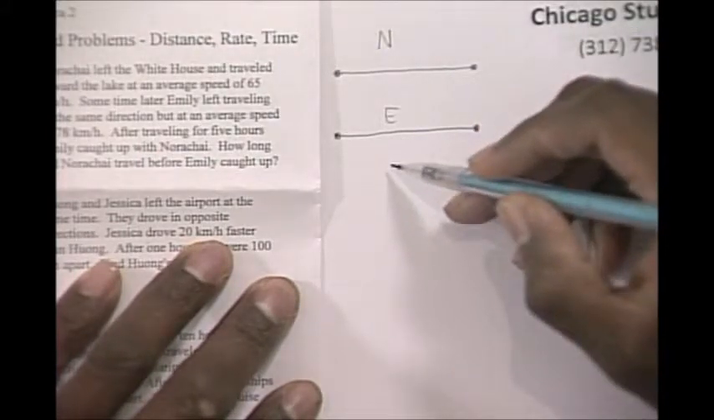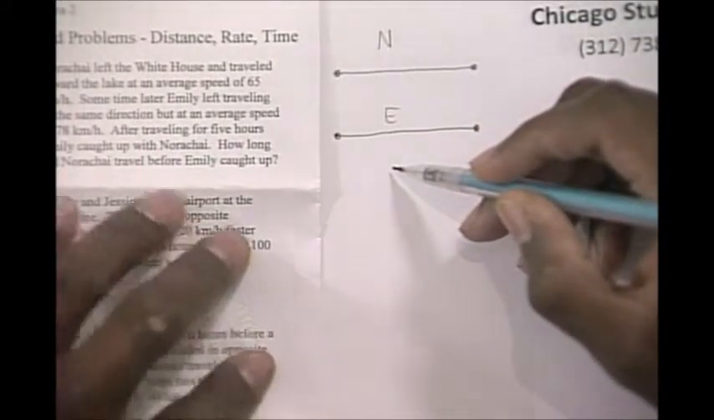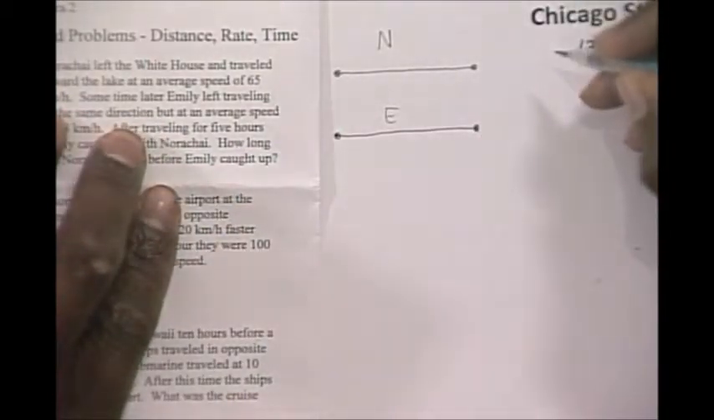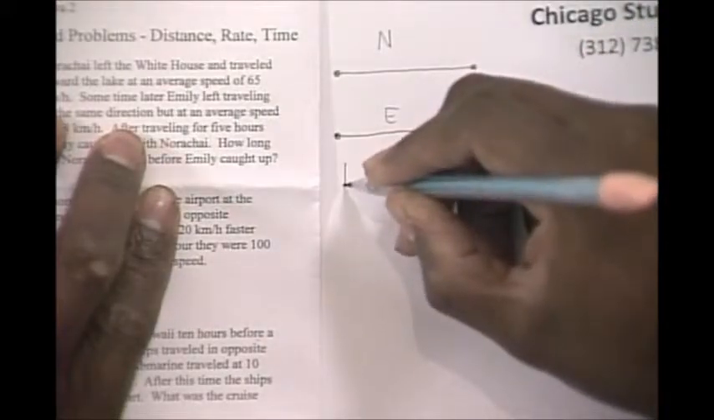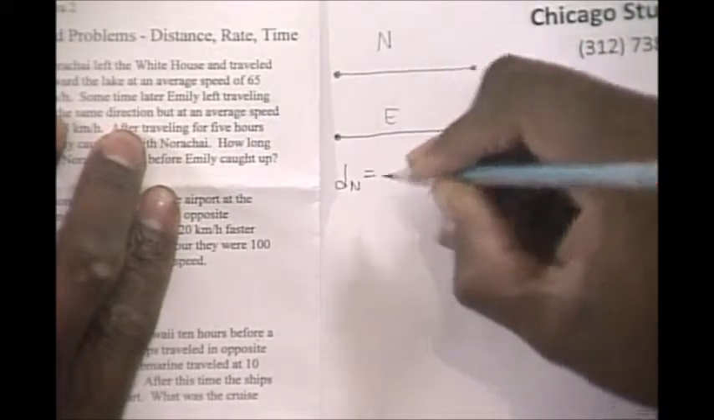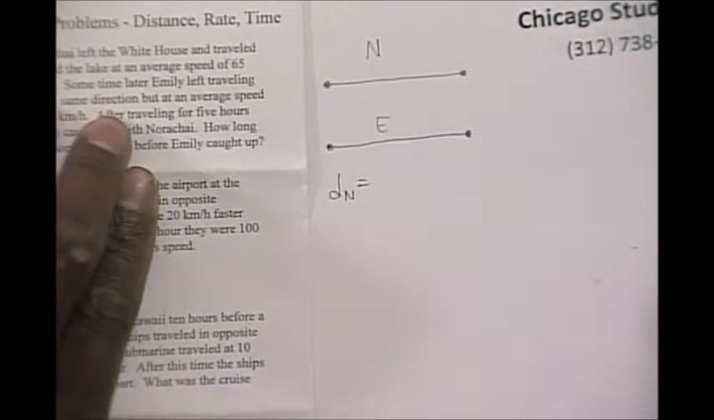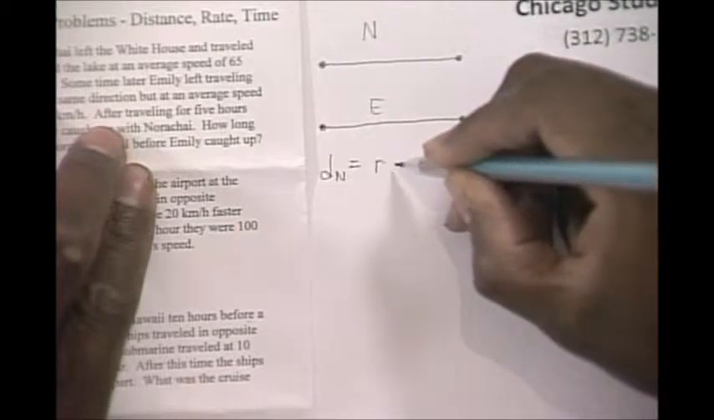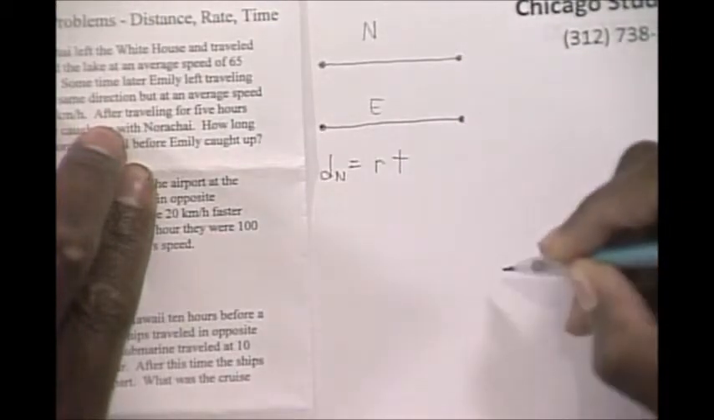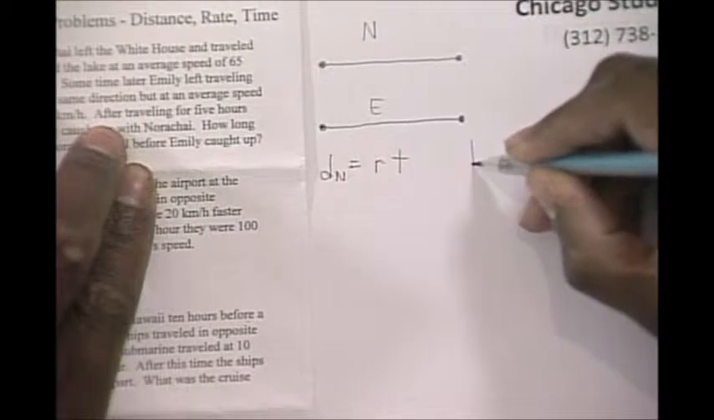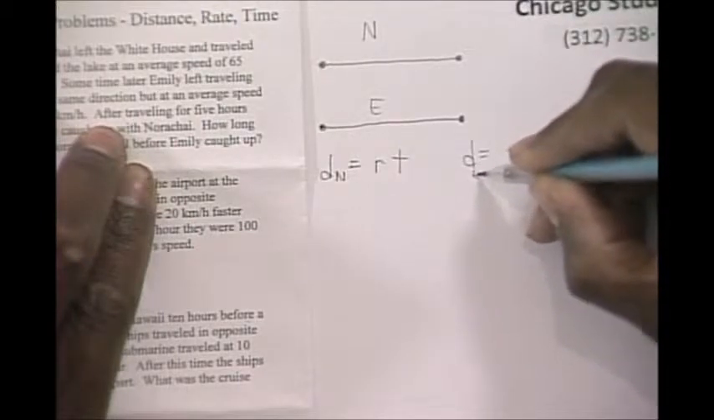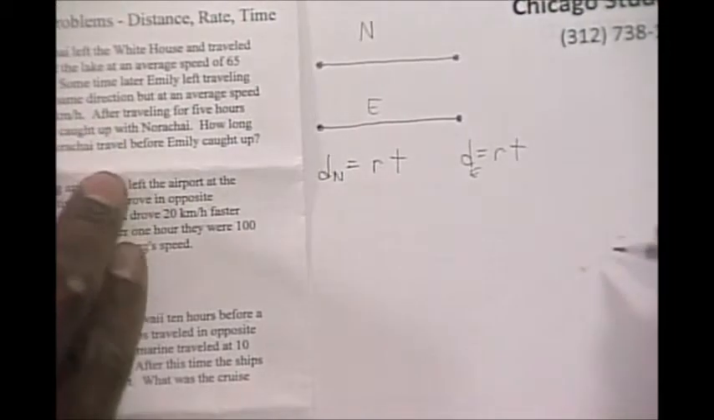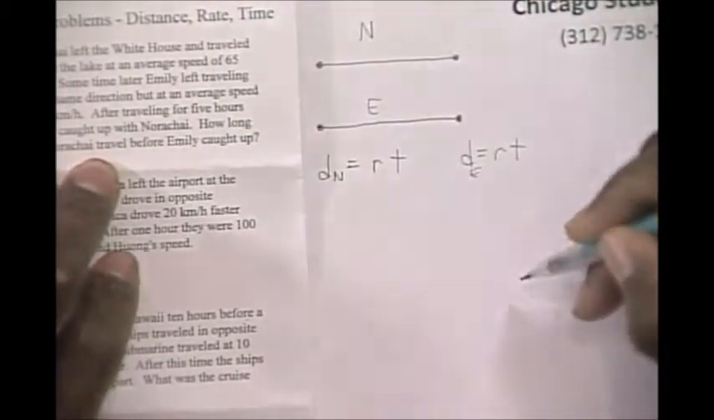All right, so let's read it again. Norichi left the White House and traveled toward the lake at an average speed of 65 kilometers per hour. One thing that we need to be aware of is the distance of Norichi obeys a very important formula we'll be using throughout each of these problems that we work on today. Distance is equal to rate times time. And then the distance of Emily also obeys this formula. Distance is equal to rate times time. It's the backbone of everything we're doing today.